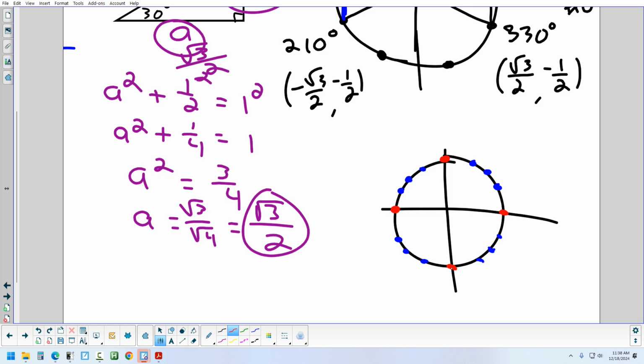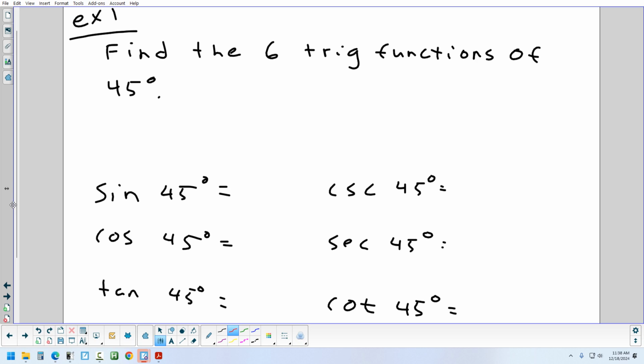All right. Let's try a few. Let's try the 6 trig functions of 45 degrees. What's the first thing that we have to know to find the trig functions? Yeah, gotta get the coordinate. What is the coordinate for 45? This is just something we now want to know. Square root 2 over 2, comma, square root 2 over 2. Yep, the 45 is nice because both numbers are the same. Can't mix the order up.